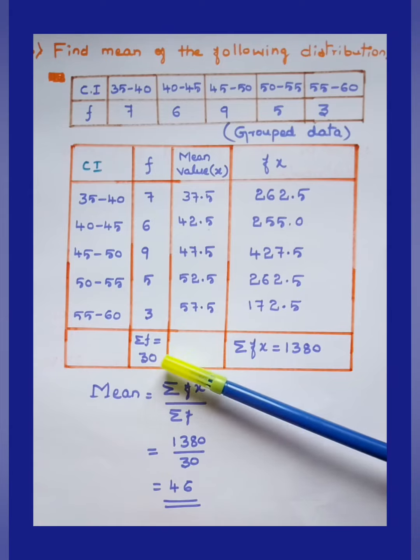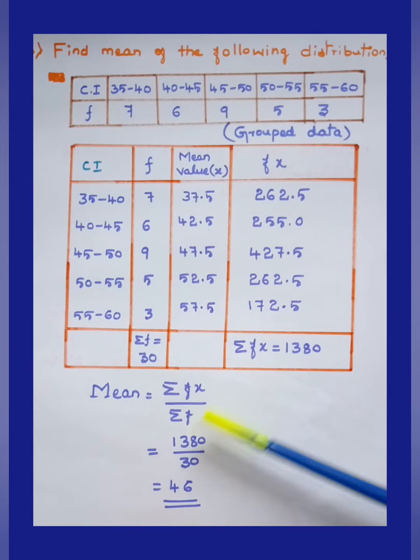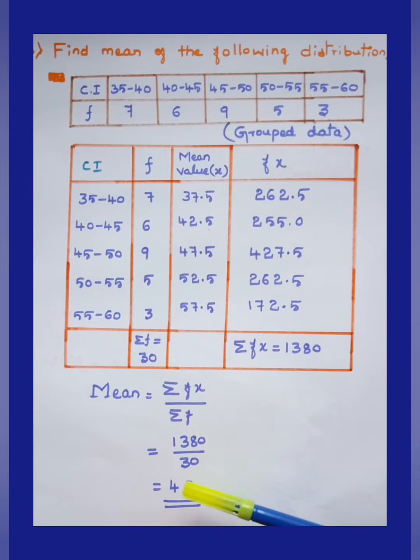Then you can substitute in the mean formula. Mean is equal to sigma fx by sigma f. The substituted values are 1380 by 30. On solving it, you get the answer as 46. So this is the mean for the given tabulated data. Okay, easy.